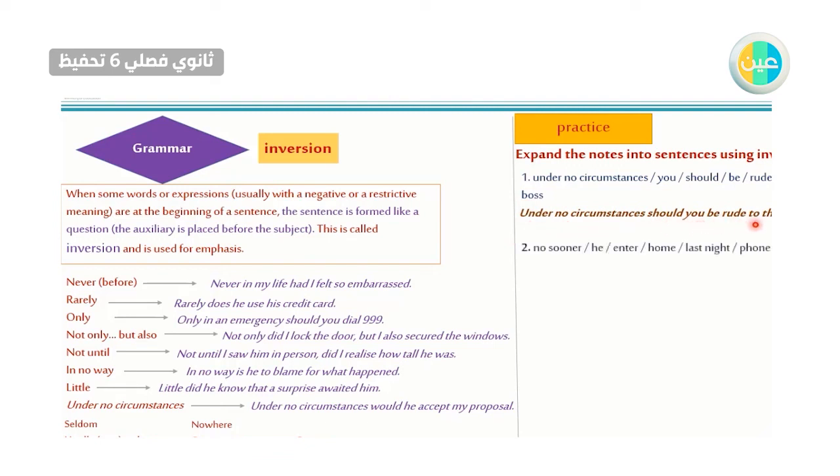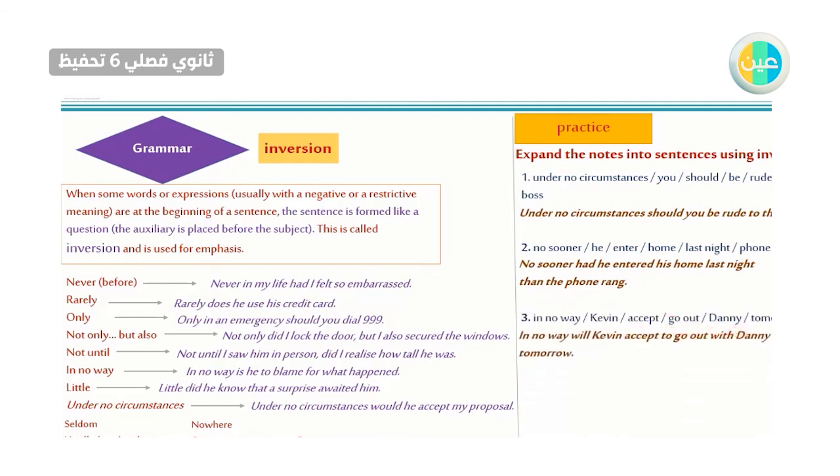Two: no sooner he entered home last night, phone rang. We will say: No sooner had he entered his home last night than the phone rang. Three: In no way Kevin accept go out Danny tomorrow. In no way will Kevin accept to go out with Danny tomorrow.